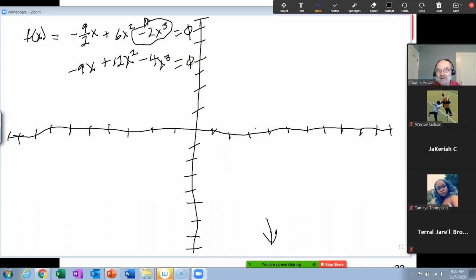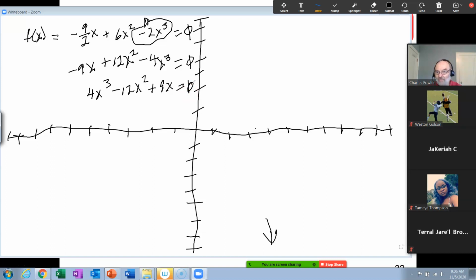Now, I wanted to do something else, but I was afraid it'd be too confusing. What I'm going to do now is set this in the right order, and I don't like having a negative coefficient for my leading term. So I'm going to multiply everything by a minus 1 as well. I could have multiplied by minus 2 if I had chosen to, but I'm going to multiply by minus 1 and rearrange the order. So what we have is 4x cubed minus 12x squared plus 9x is equal to 0.